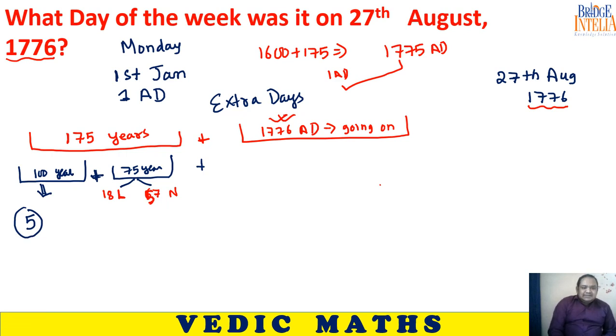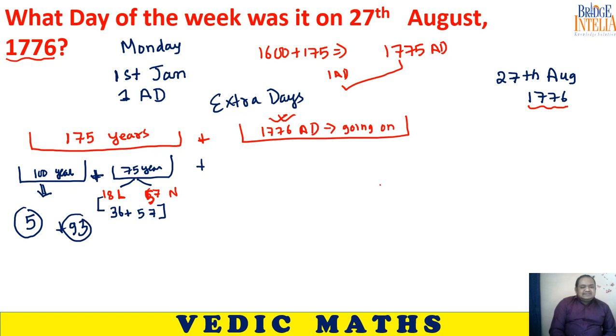So one leap year generates 2 extra days. So 18 into 2, 36. One normal year generates 1 extra day. So 57 into 1 is 57. So 57 plus 36, so 93. So 93 extra days.